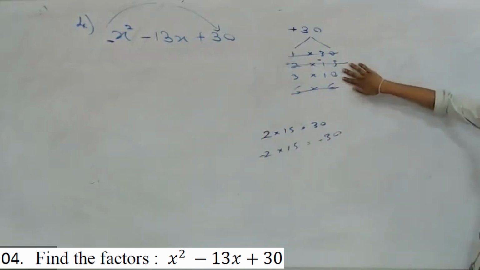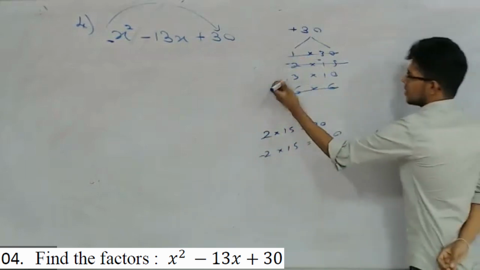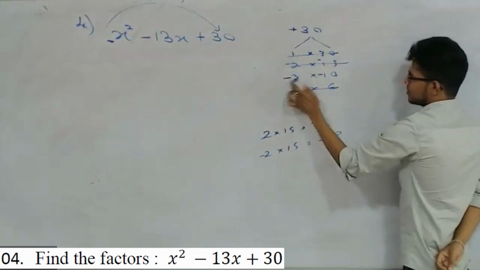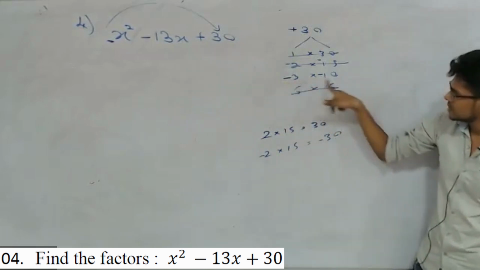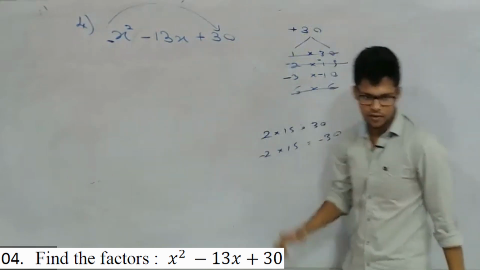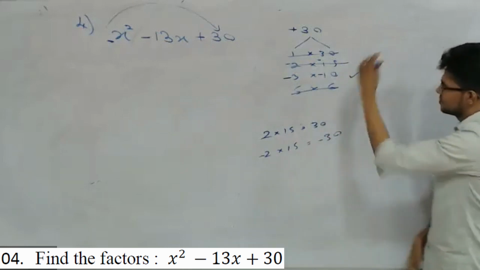So from this one, can we make minus 13? Yes, right? Minus 3 times minus 10. Minus 3 times minus 10 is 30. So when you add them, that is minus 3 and minus 10, it will give me minus 13. So you have to select this one.